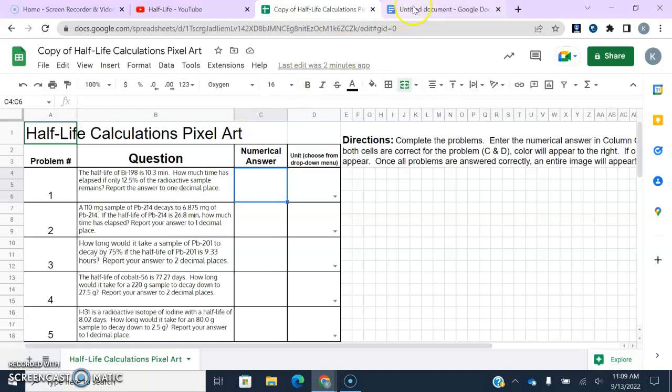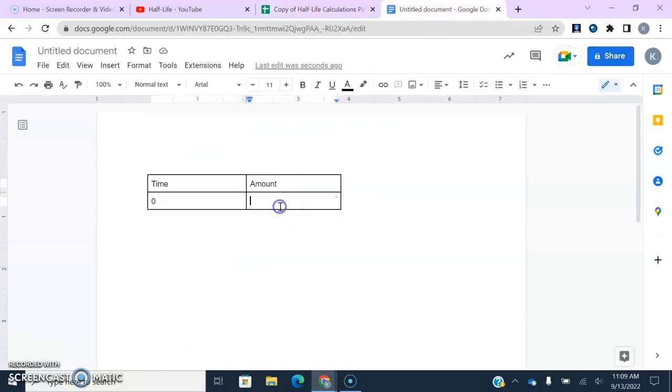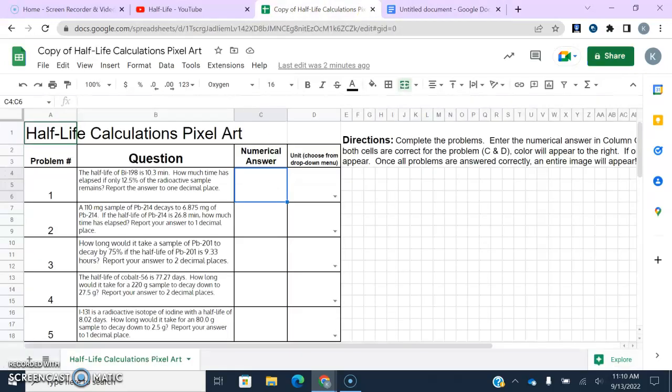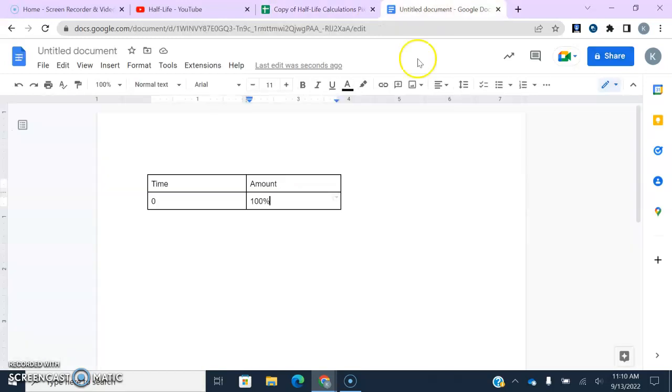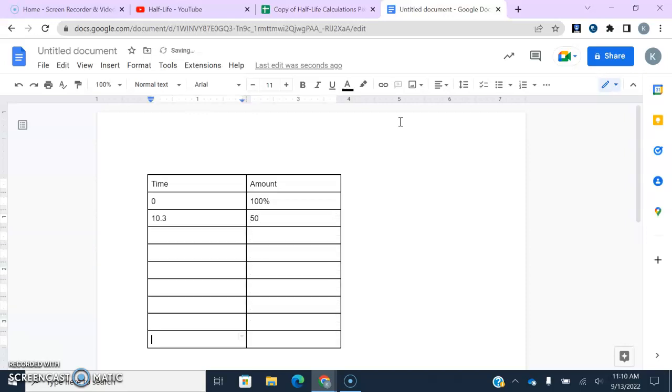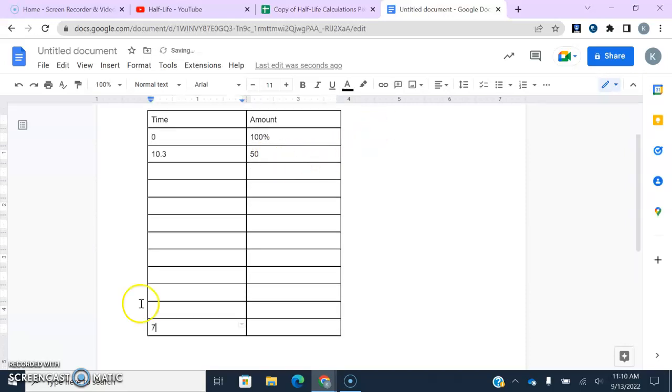Percentage is pretty easy because all we have to do is start with 100%, and it's the same process all the way down: we're just going to divide by 2. Our half-life is 10.3 minutes, so our first event is 10.3. And our amount, because it's a half-life, is going to go from 100% to 50%. Oops. That's all right.